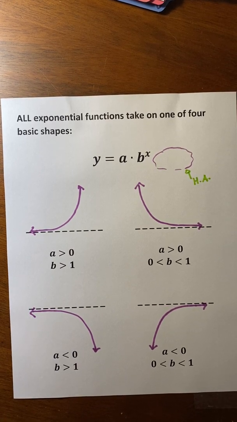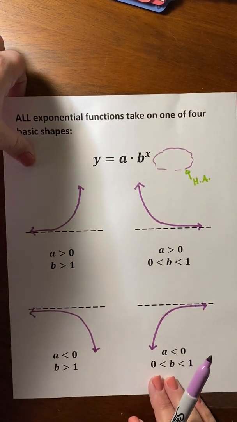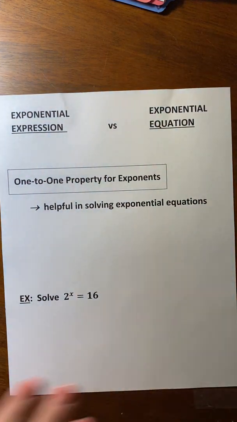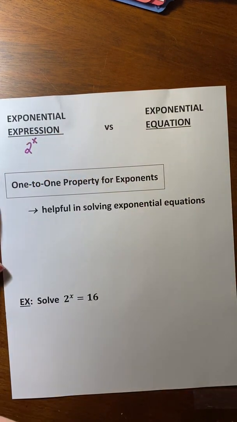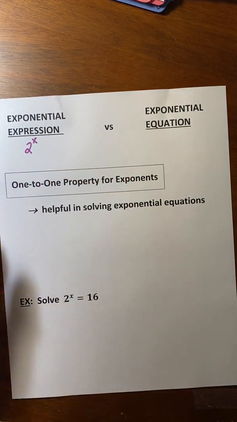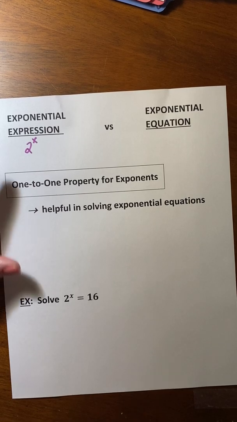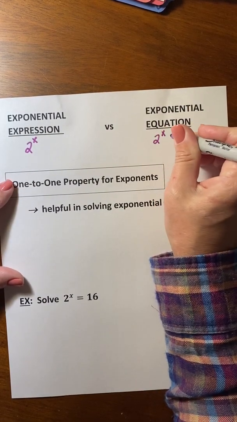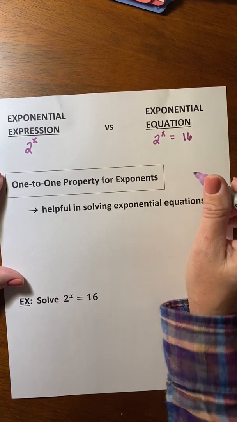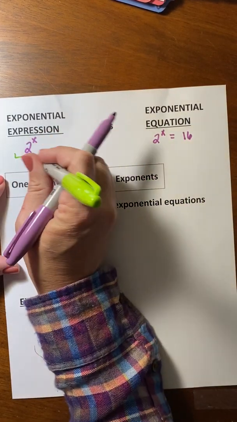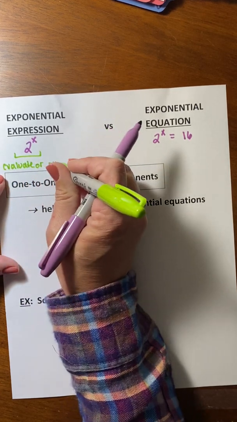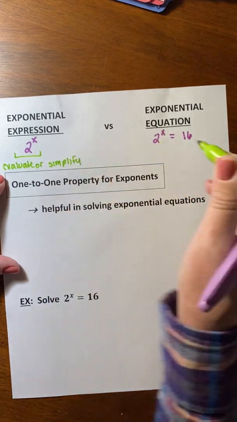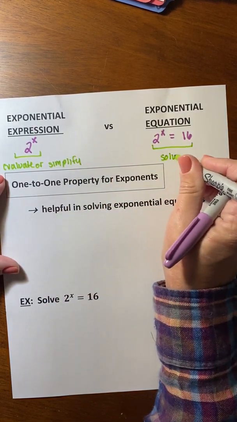All right, one little last tidbit in this section, and we're going to solve some exponential equations. So again, just a reminder, between an expression and an equation, an exponential expression would just be something of the form like 2 to the x. And we would evaluate this, simplify if it was possible. An exponential equation, we would take our expression and we would assign it a value. And we solve these guys. So this we either evaluate or simplify. This we would solve. So that's what we're going to do.